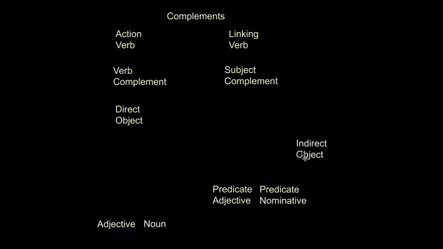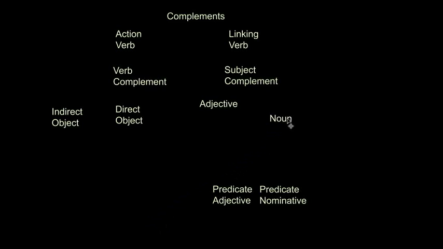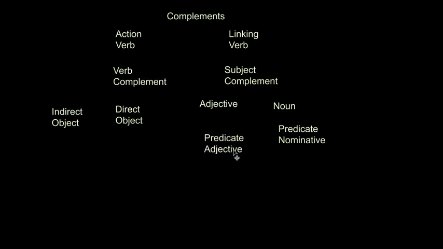If you have a direct object, then you might have an indirect object. There is no guarantee, though. So I'm going to leave these here. If you're looking for subject complement, it might be an adjective or it might be a noun. If it's a noun, it's a predicate nominative. If it's an adjective, it's a predicate adjective. So this is our decision tree.